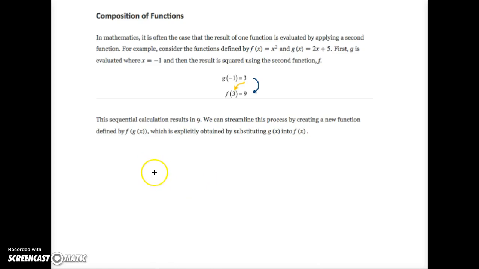We can streamline this process and just create a new function, which we call f of g of x, which we get by putting g of x as the input into f of x, and we call this function composition. Okay, so we say that the function f is composed with g. And our input is x. Okay, so this little operator here indicates function composition.